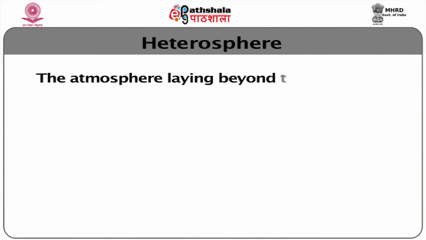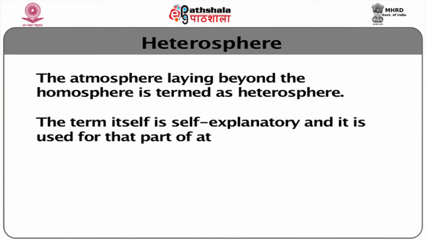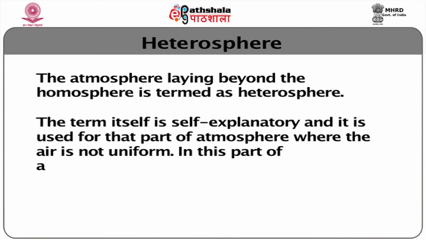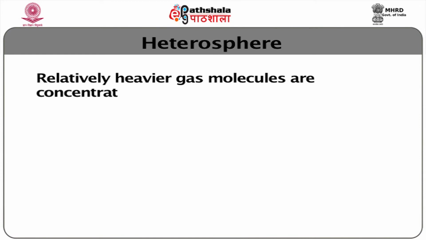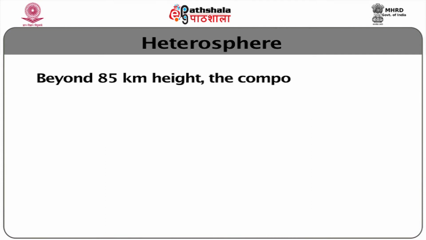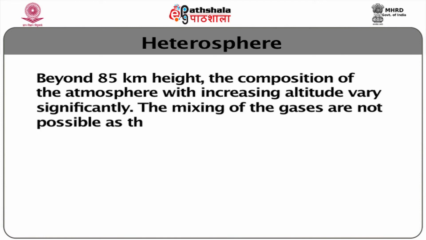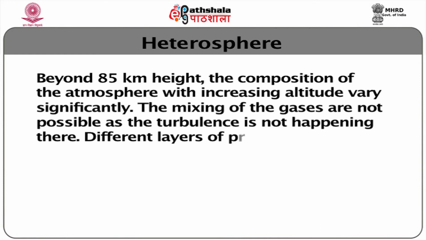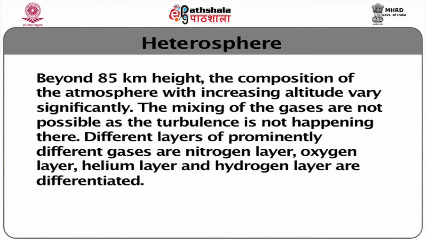Now, coming to the heterosphere. The atmosphere lying beyond the homosphere is termed the heterosphere. The term itself is self-explanatory, and it is used for that part of the atmosphere where the air is not uniform. In this part, the air is rare and the molecules are wide apart. Relatively heavier gas molecules are concentrated in the lower part, whereas the lighter are forced to be above. Beyond 85 km height, the composition of the atmosphere varies significantly with increasing altitude. The mixing of gases is not possible as turbulence does not happen there. Different layers of prominently different gases, such as a nitrogen layer, oxygen layer, helium layer and hydrogen layer, are differentiated.